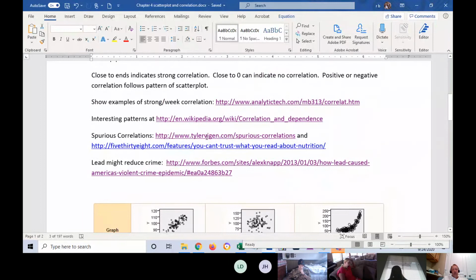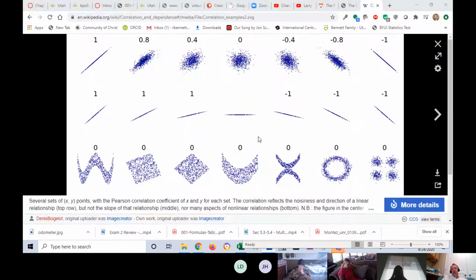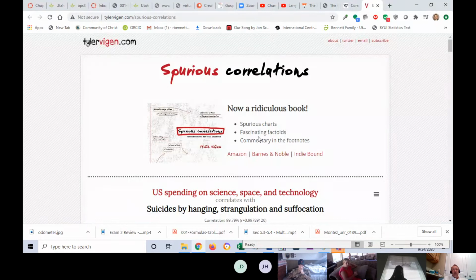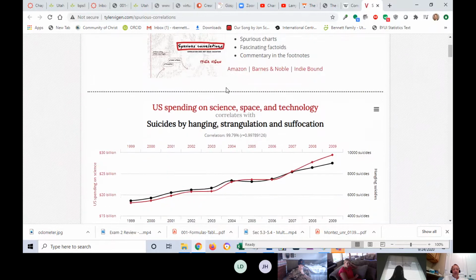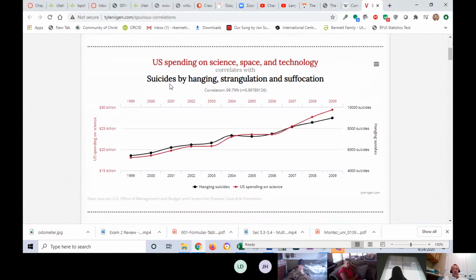A couple of other things that we want to talk about. Let's talk a little bit about spurious correlations. This is kind of a fun website. You've probably heard that correlation does not equal causality. So these are some graphs. This Tyler Vegan, I don't know who he is, put these together. This shows that U.S. spending on science, space, and technology seems to be correlated with suicides by hanging, strangulation, and suffocation.